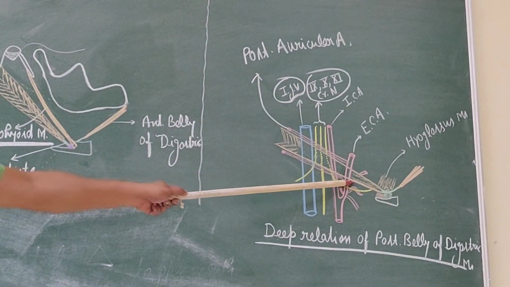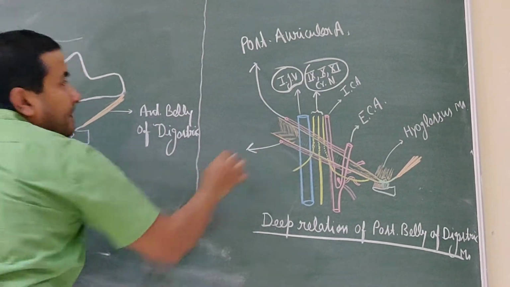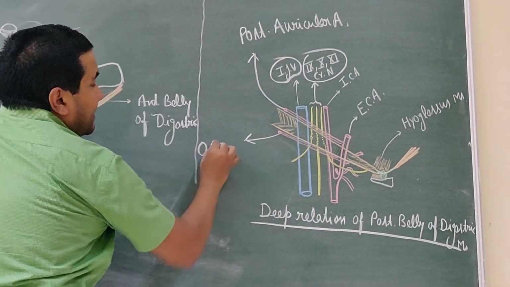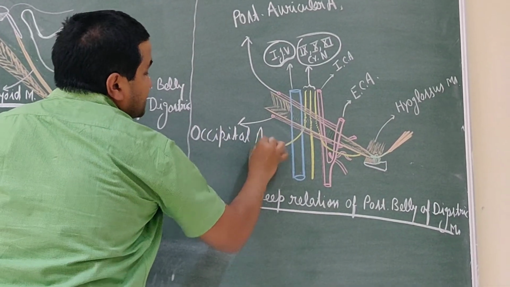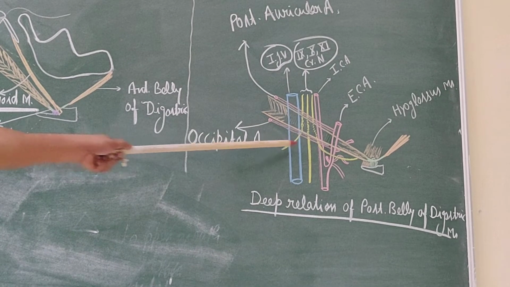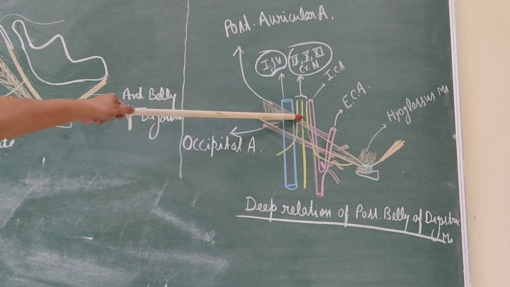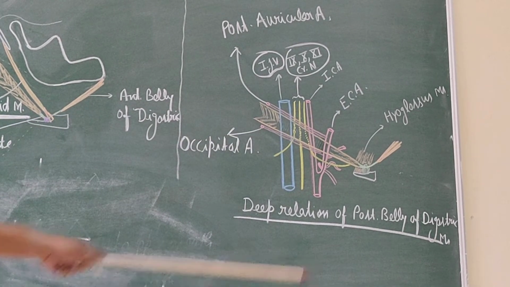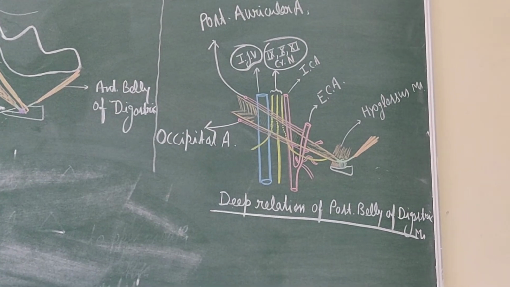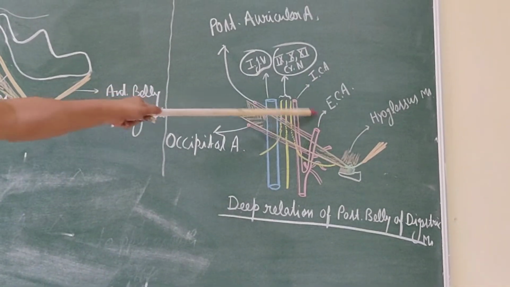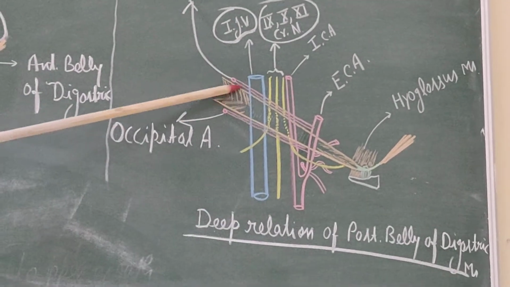Now the lower border is followed by the occipital artery. It is also a branch of the external carotid artery. So two branches follow the upper border and the lower border, while these three branches pass deep to the posterior belly of the digastric along with the three great vessels. So these are the posterior belly's deep relations.